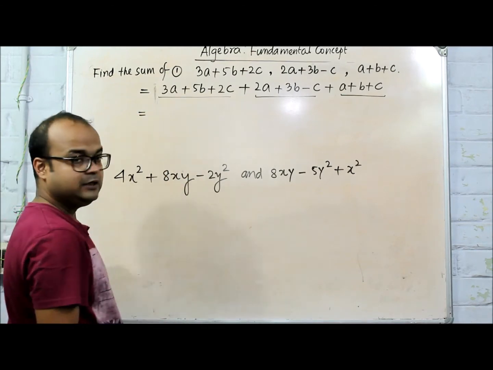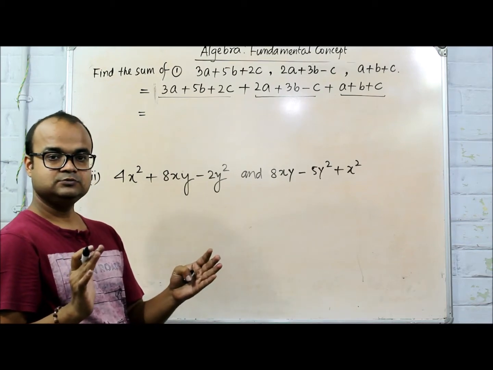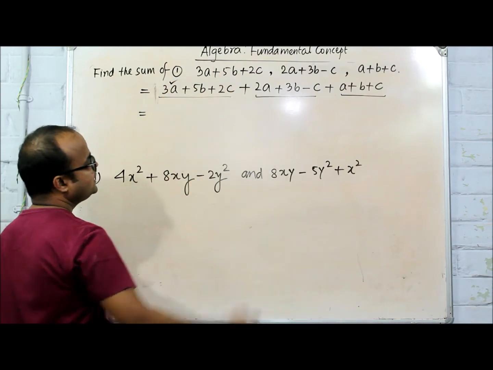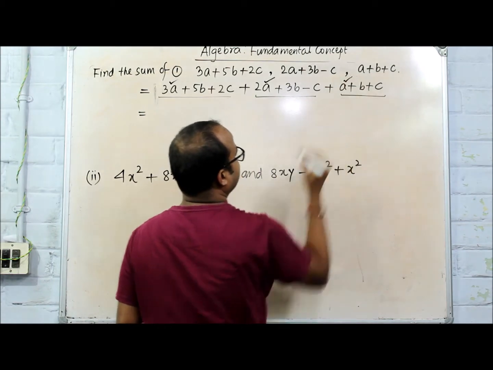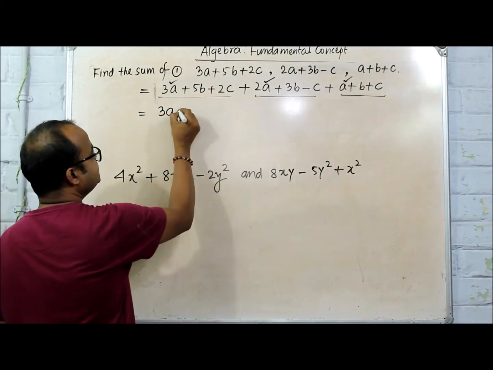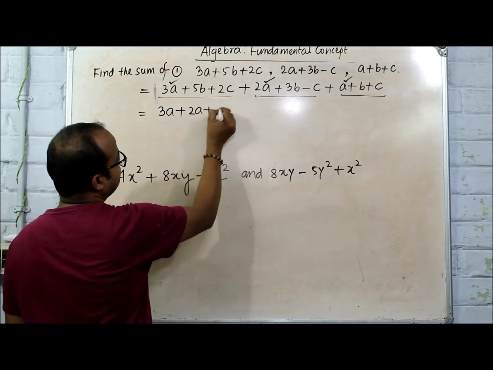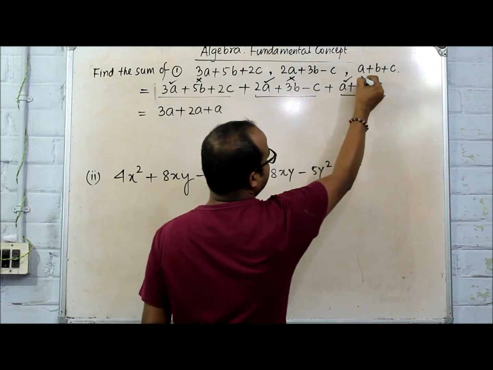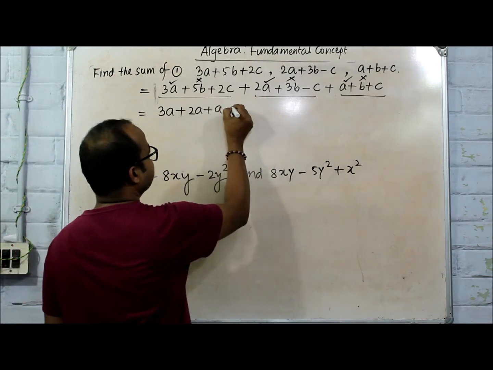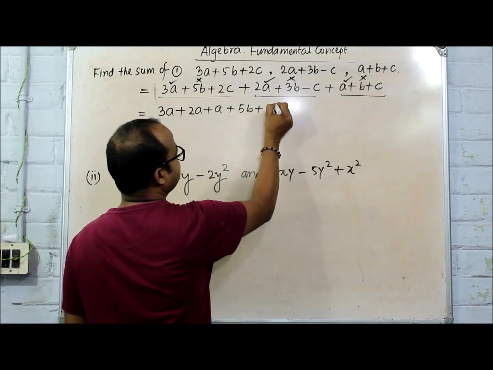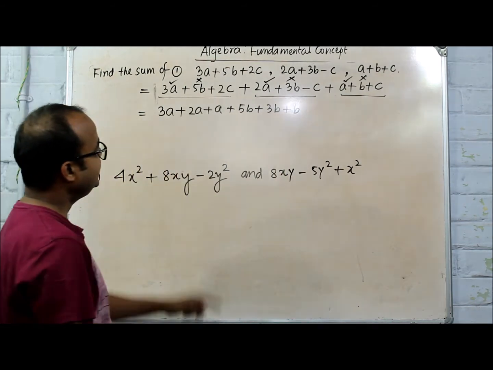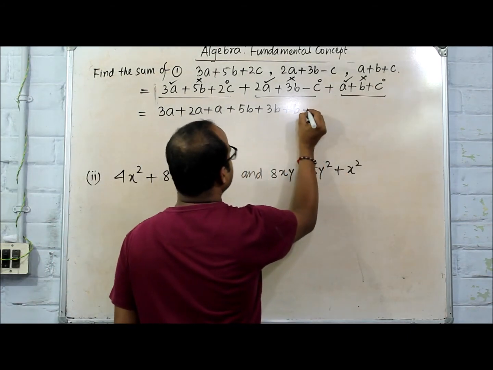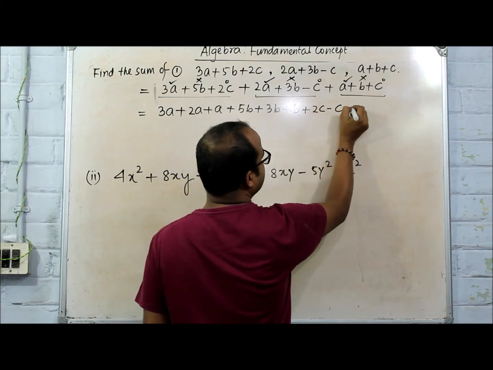Now we rearrange the terms where we keep all the like terms together. 3a plus 2a plus a. We keep these 3 terms together because they are like terms. 3a plus 2a plus a. 5b plus 3b plus b together, and then 2c minus c plus c.